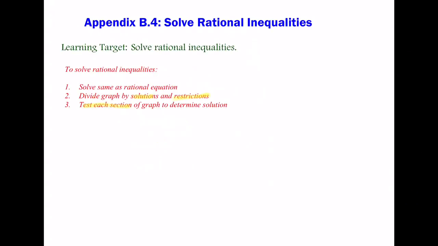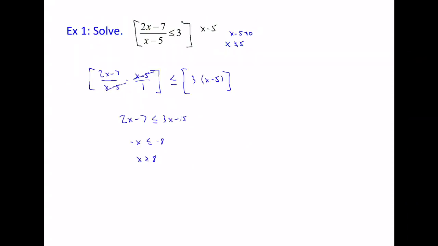So just like that second step said, divide the graph by solutions and restrictions. So I'm going to create a number line over here. And I have my restriction at 5 and my solution at 8. And so what we want to do is test points. So I'm just going to pick a number to the left of 5. I always choose 0 if I can. So this is where I would test the point 0, or x equals 0.